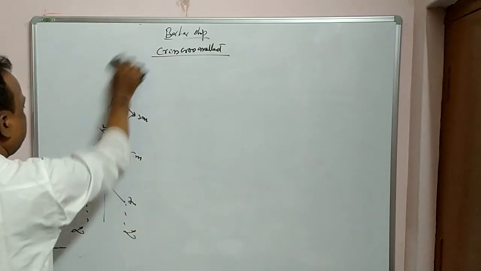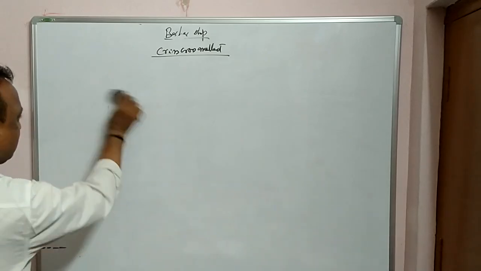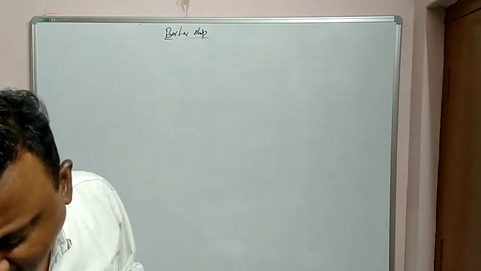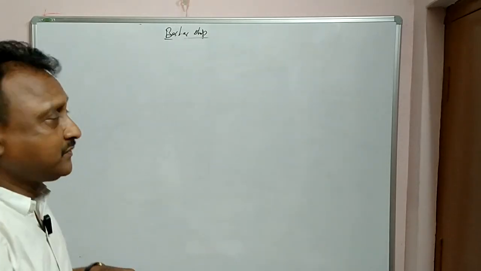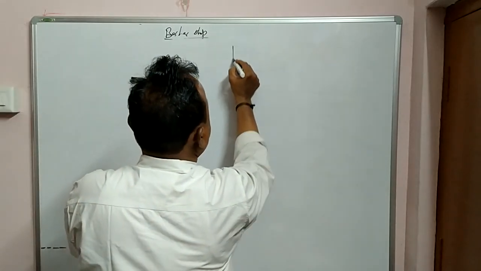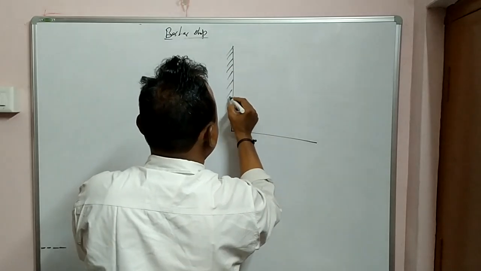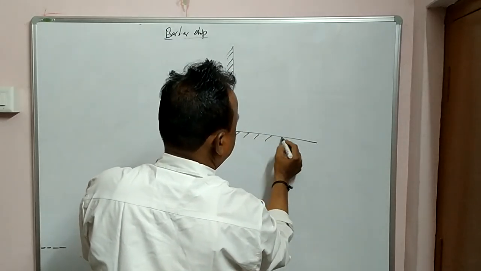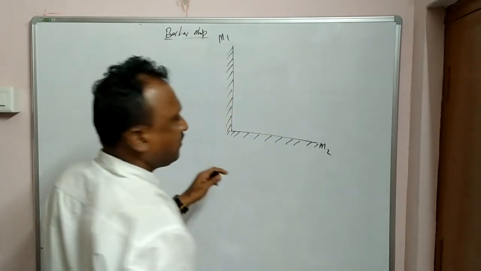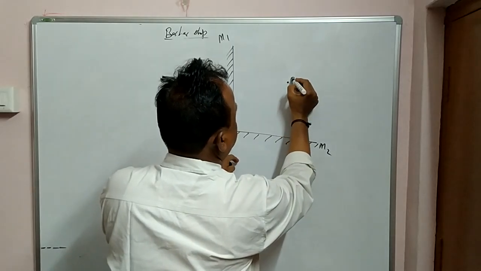Plane mirrors, I have shown you the crisscross method, the easy method. Now, in the same plane mirror, for example, next case. Suppose the mirrors are perpendicular to each other. Here are two plane mirrors, mirror 1 and mirror 2, perpendicular to each other, and the object is exactly at the center.